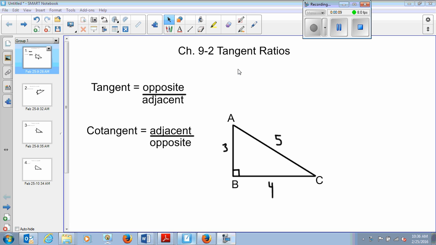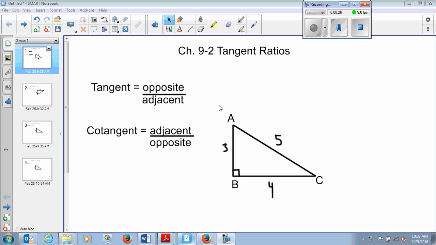Today we're doing Chapter 9.2, tangent ratios, and there's not going to be a whole lot of notes to write down, more examples to write down. In Chapter 9.2, we're just dealing with tangent. We also have sine and cosine, but this part of the chapter just deals with tangent first.